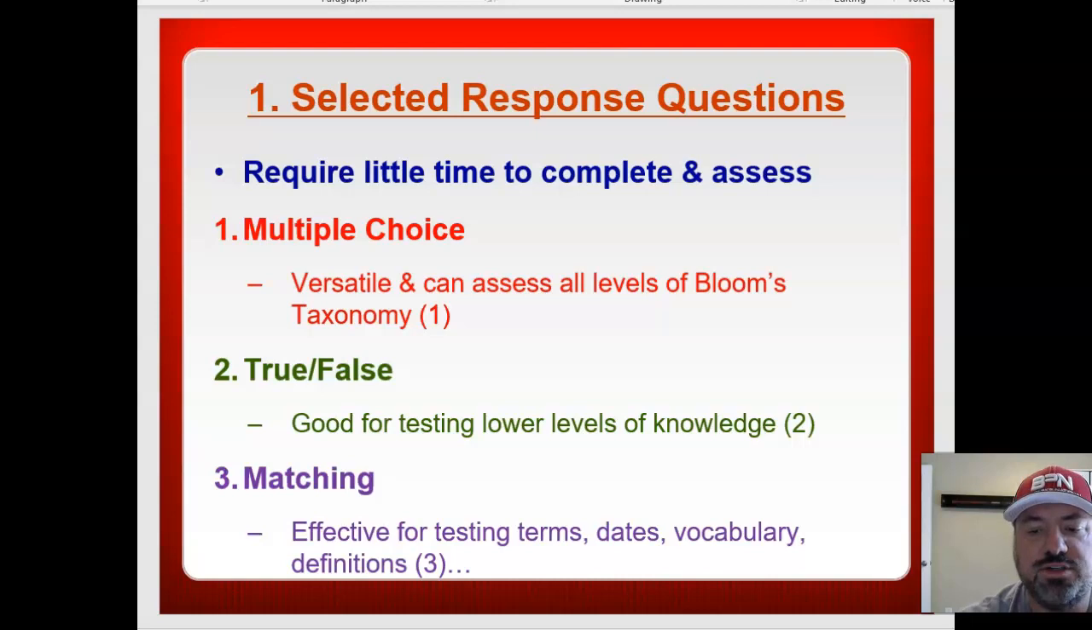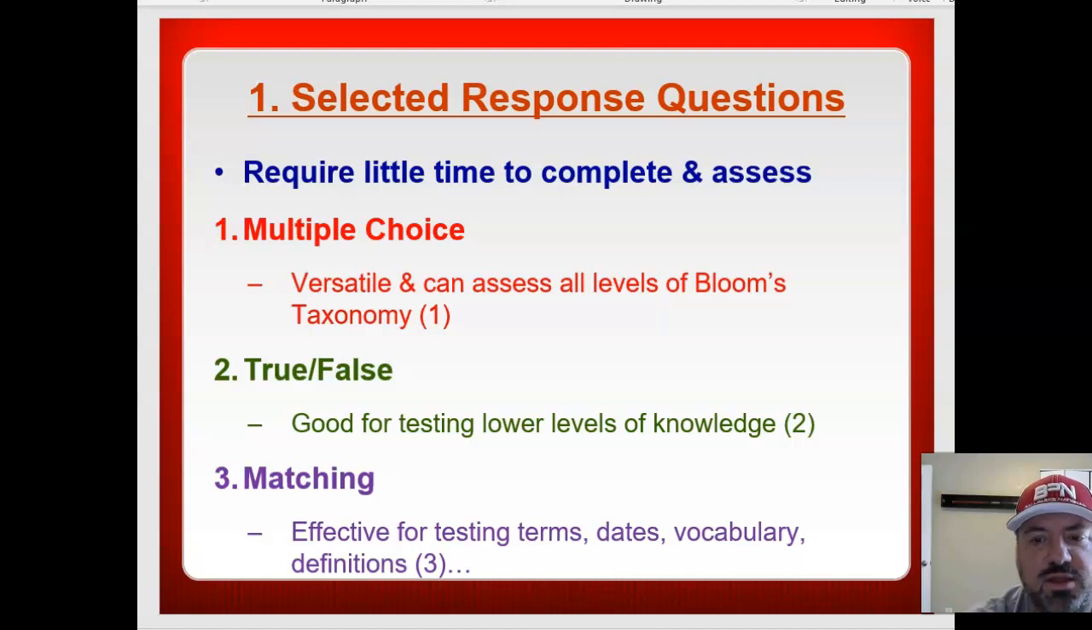A true-false question is pretty good for basic understanding or testing lower levels of knowledge. Remember, every student has a 50% chance of getting this right. So it's not really always a valid determinant. Sometimes students can read the question and just kind of blindly guess whether they know or not, and they have a 50-50 chance of getting it right. They really don't diagnose understanding or misunderstanding. They may just help us scratch the surface on basic understanding.